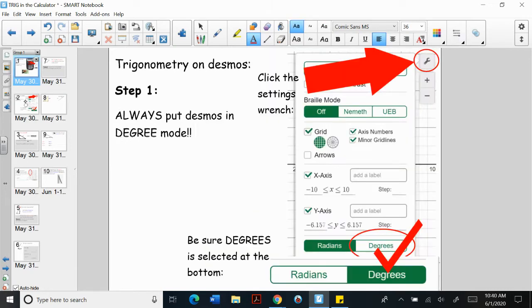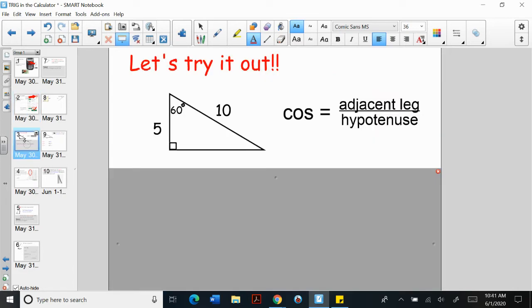All right, what about Desmos? If you don't have a TI, that is totally fine. You can use Desmos for this too, but you have to change it to degree mode as well. So if you're in Desmos, find that little settings wrench up in the top right corner. Make sure you hit it, and at the bottom, there's radians and degrees. So you want to make sure that that green highlighted degree is showing up at the bottom. So everybody make sure you are in degree mode. All right, let's test it out and see if you did it correctly.